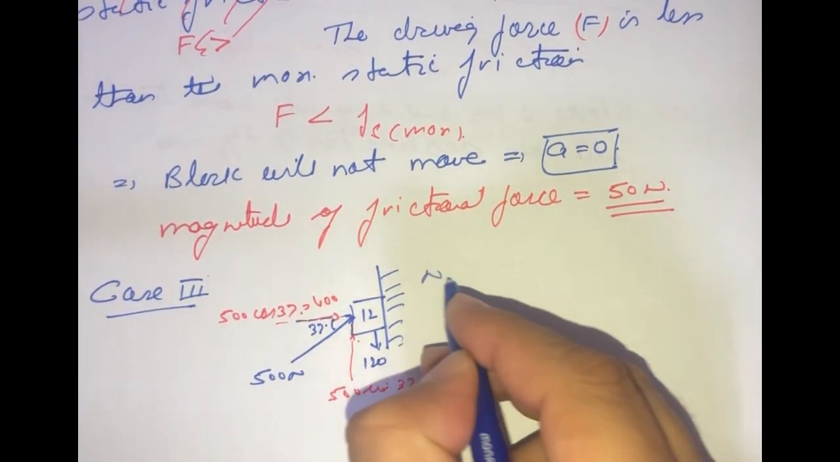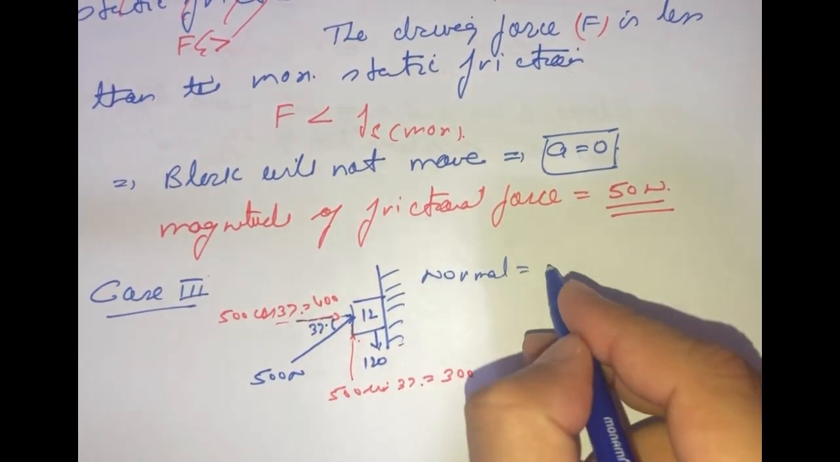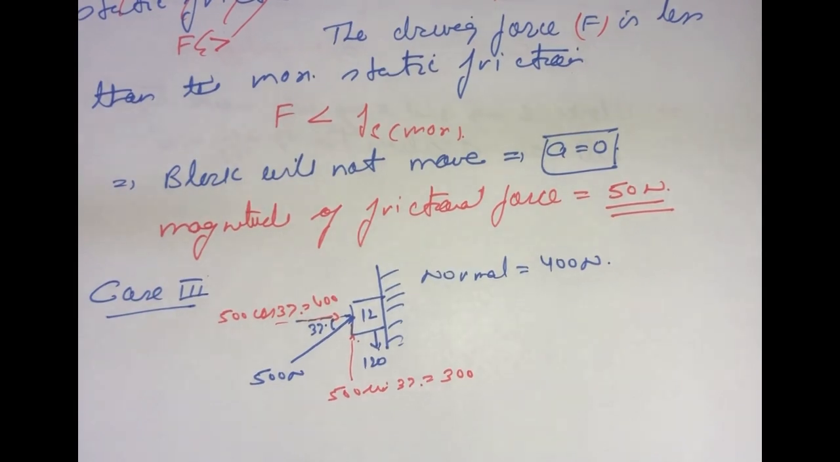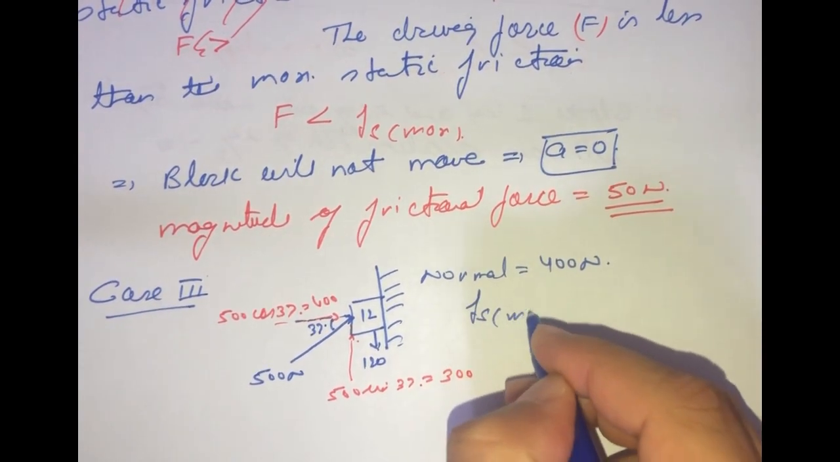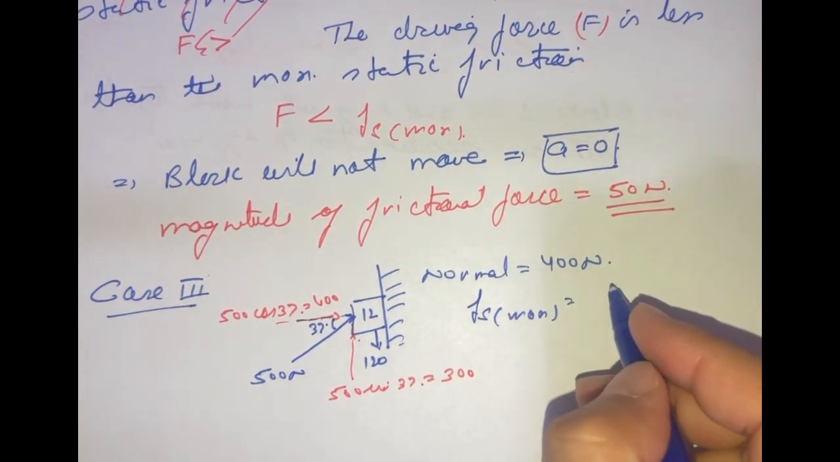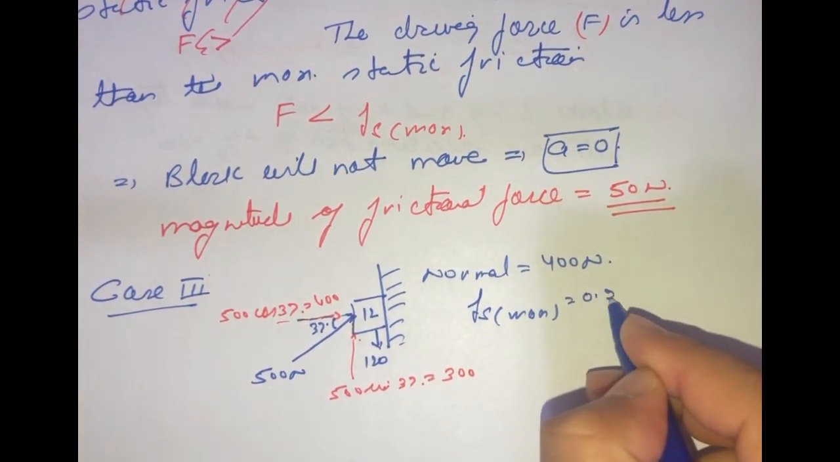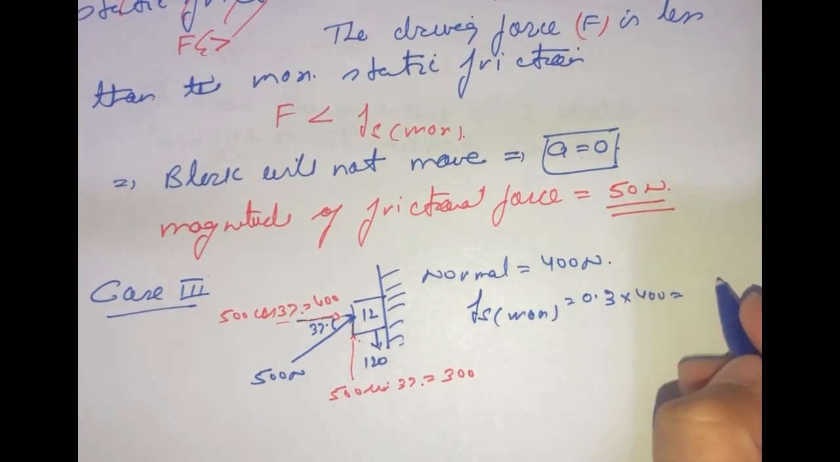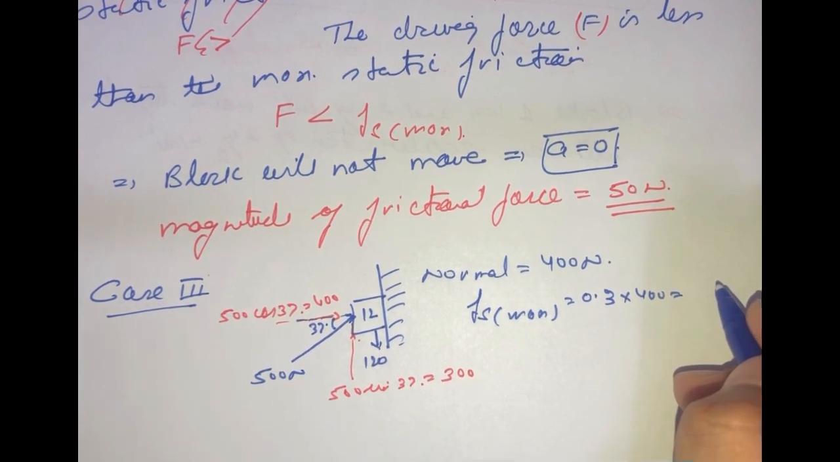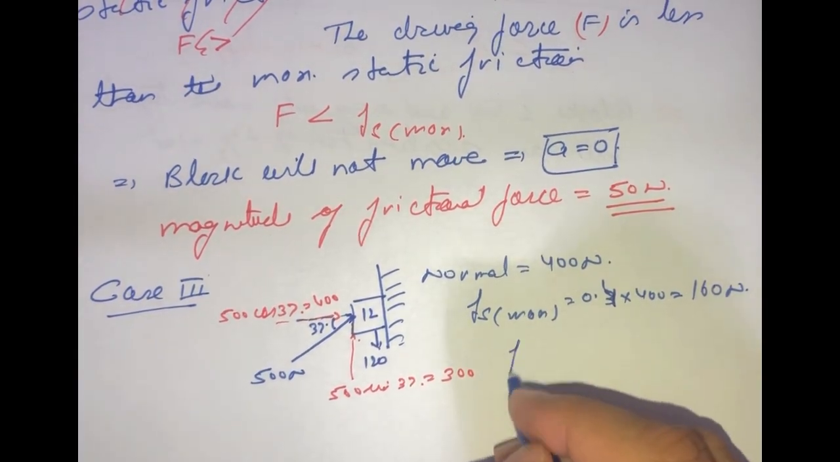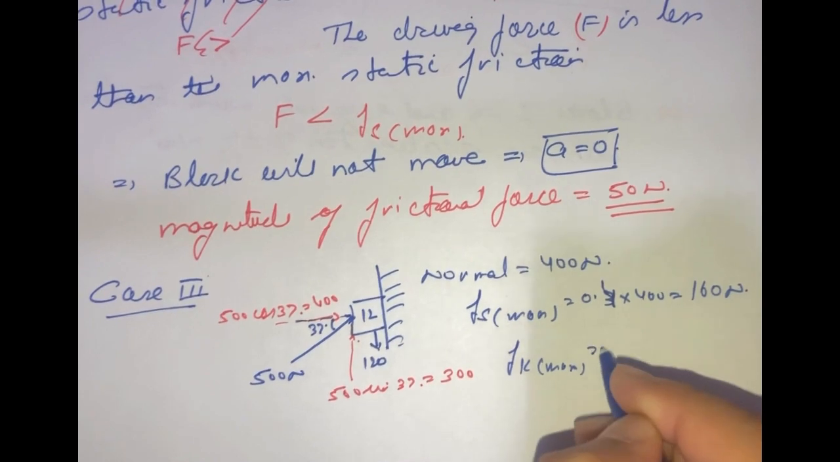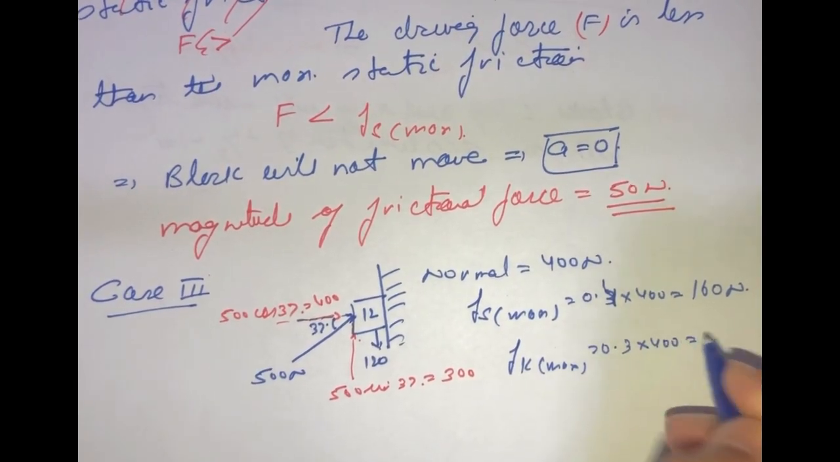So in this case the normal will be 400 Newton, and so we can find out our F static max. Static coefficient is given as 0.4, into 400, and this will be 160 Newton, and kinetic maximum will be 0.3 into 400, this will be giving us 120.